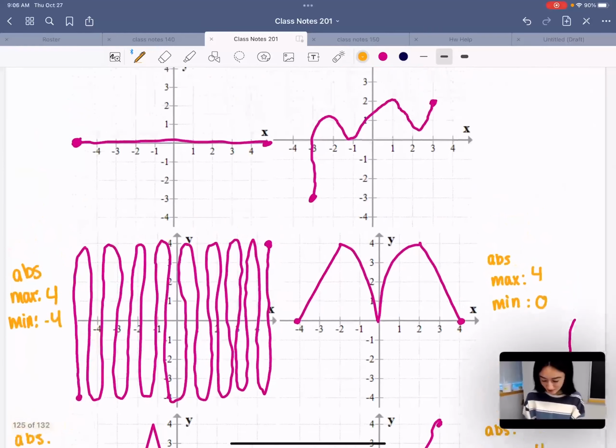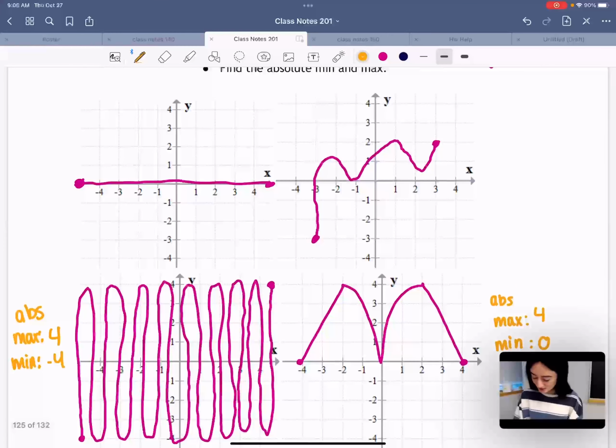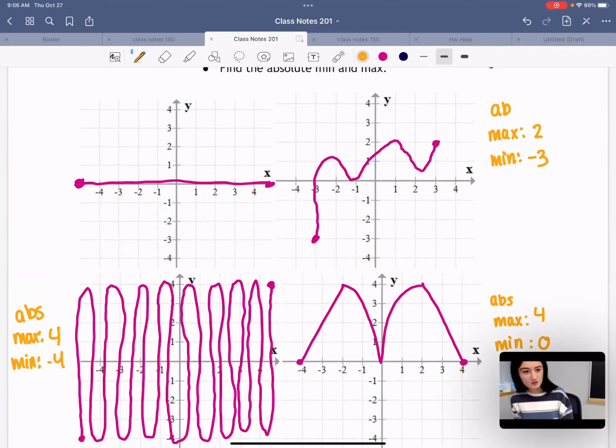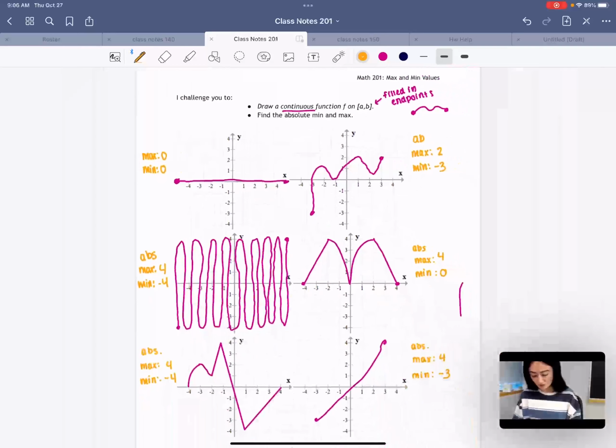-4. I promise I'm going overkill on this, but you'll see my point. This second one, what's the absolute max? 2. Absolute min? -3. Finally, John wrote this one up, which I thought was cool. It was just a straight line. What's the absolute max here? 0. What's the absolute min? 0. Good.